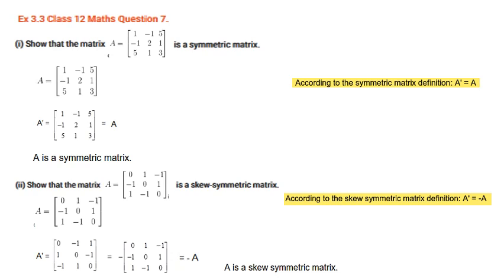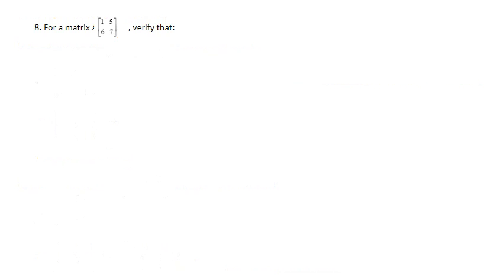So very simple question. In the first question, we have to prove that it is a symmetric matrix. We proved that A transpose is equal to A condition. So it is a symmetric matrix. And the second question, we have to go for a skew-symmetric condition, that is A transpose is equal to minus A. That also we have proved here. So that is the conclusion of the first and the second question. Move on to the next question.